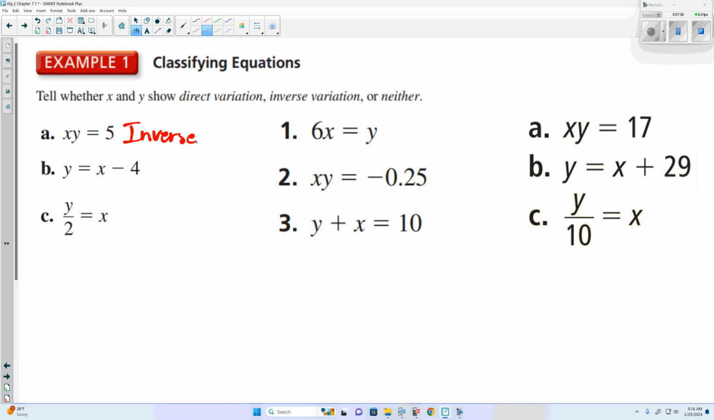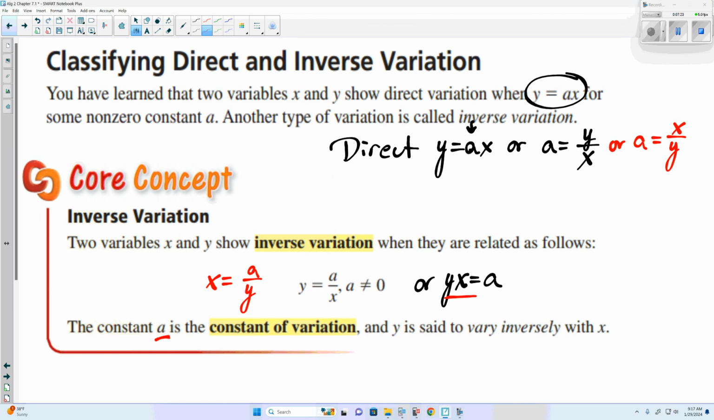We're going to skip B for now, but I'm going to look at C. Y over 2 is equal to x. Now this one out of the 3 is a little harder to see because we have y over 2 equals x, yes? Now looking at all of them, when x and y are on opposite sides, for inverse, one of the variables is in the numerator, the other's in the denominator for inverse, yes?